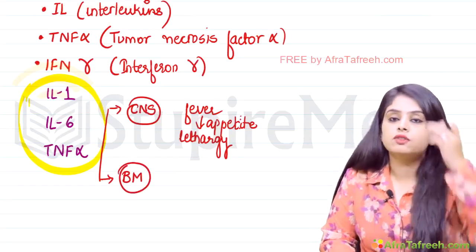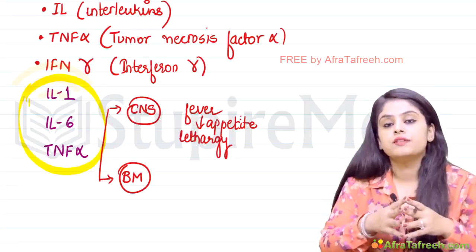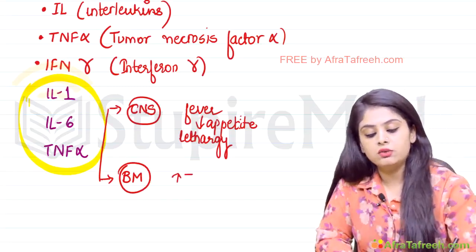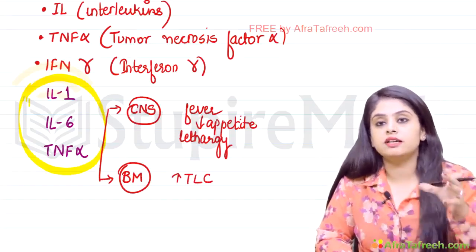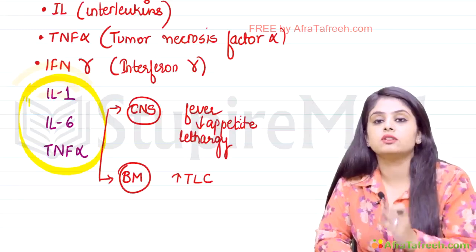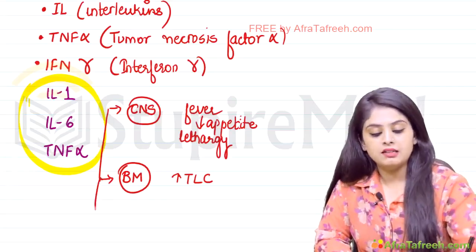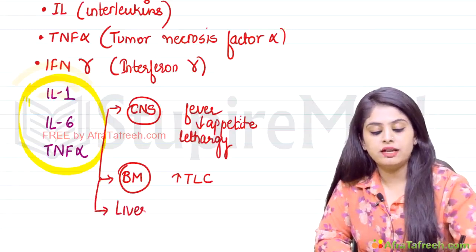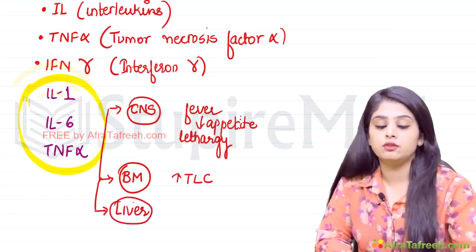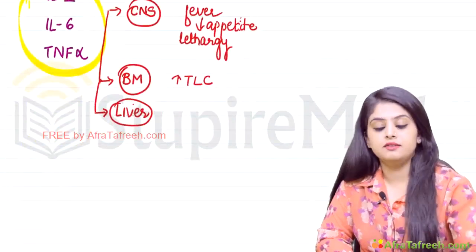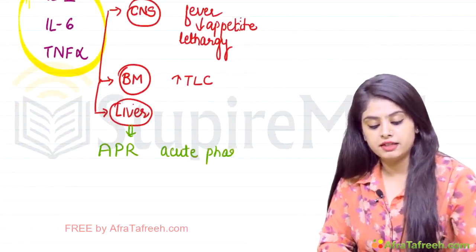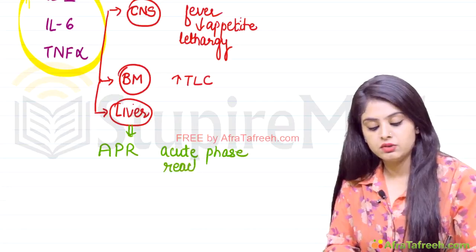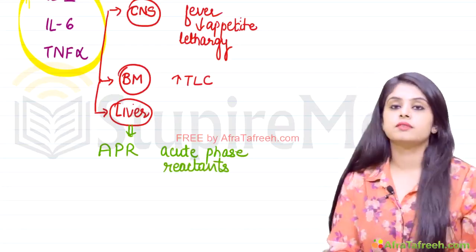Everyone is already aware of the concept that in an infection, there is an increase in the total leukocyte count. Why is there an increase? Because these three cytokines are going to act on the bone marrow. And lastly, the same set also goes and acts on the liver. One of the most important actions: in the liver, it results in the formation of APR, also known as acute phase reactants.